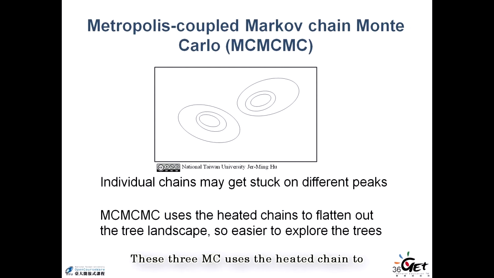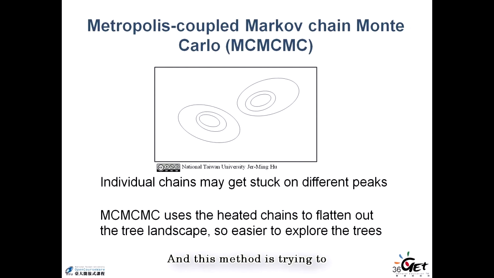This MC3 uses the heated chain to flatten out the tree landscape. We want to avoid this problem so that it's possible to move around the trees. And how do we do that? Of course, we can use the random starting point or the TBR methods to do so.